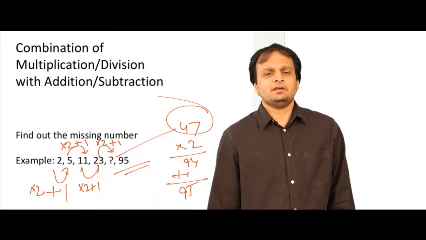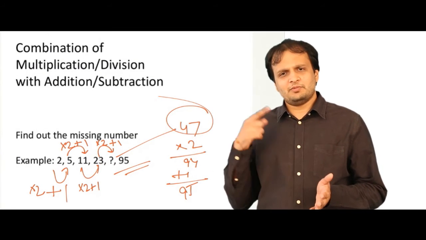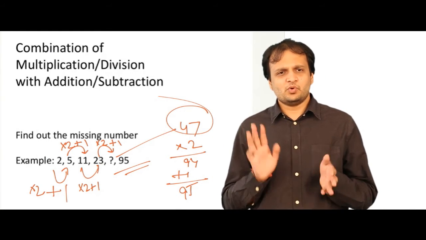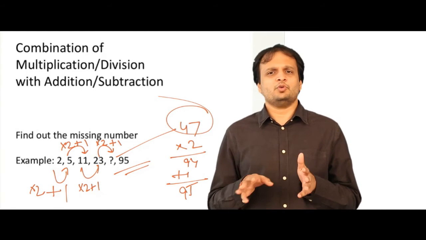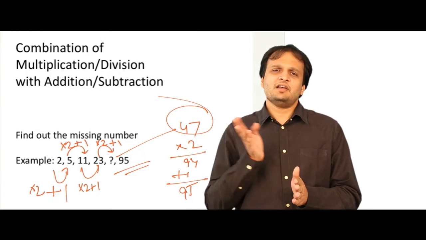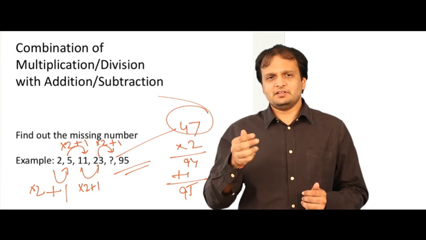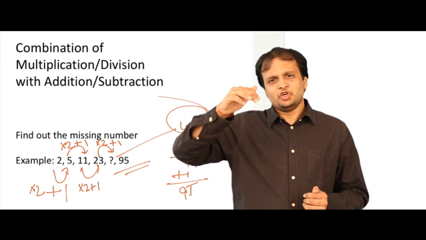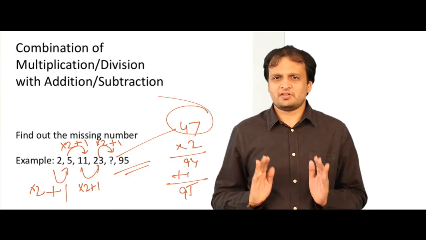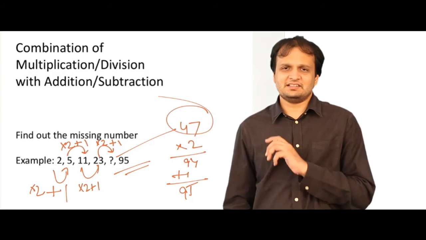47. Okay. Now tell me, was this an addition only multiplication? Multiply by 2, multiply by 3? No. Was this only addition, plus 1 plus 2? No. What was this? This was a combination of multiplication and addition. Multiply by 2 plus 1, 5 into 2 plus 1, 11 into 2 plus 1, 23 into 2 plus 1, and so on and so forth. This is clear? So this is a combination kind of a series.